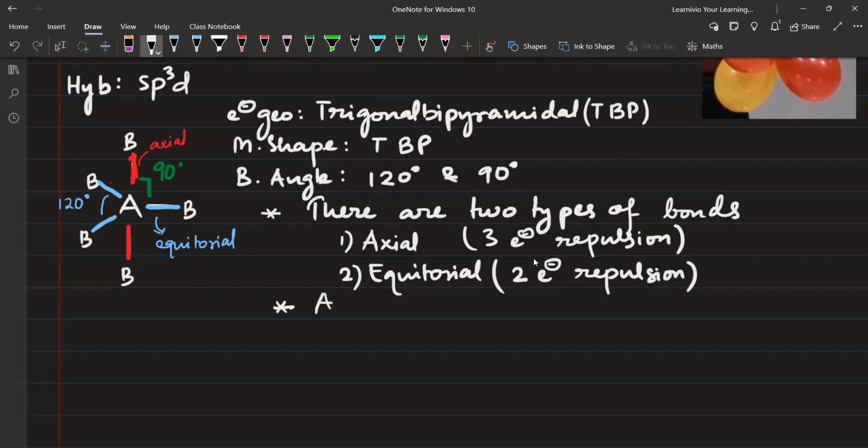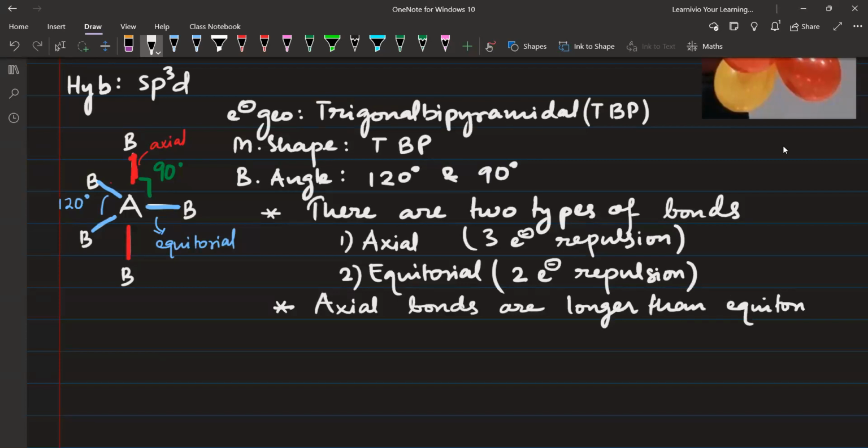That is why axial bonds are longer. They get far away because of the repulsion. Axial bonds are longer than equatorial bonds. Does this make sense? Yes or no? Please tell me. Yes, sir.